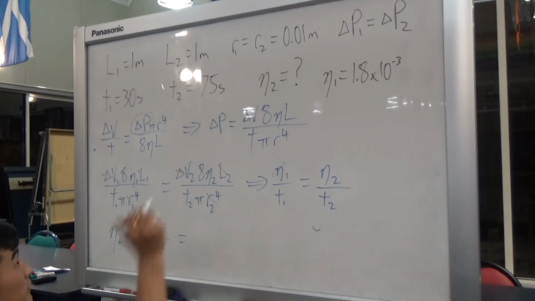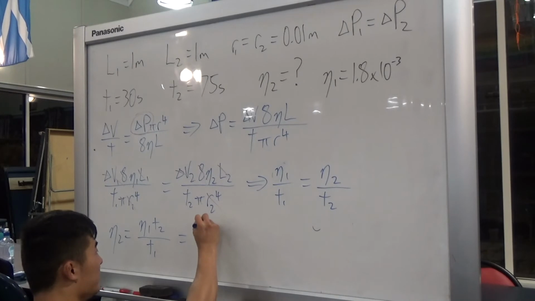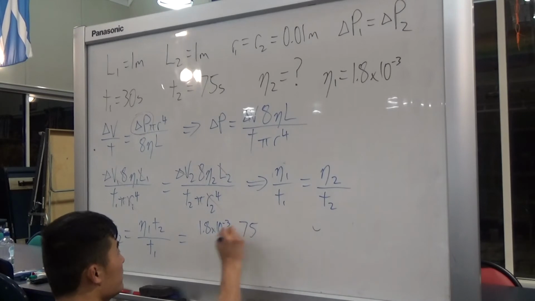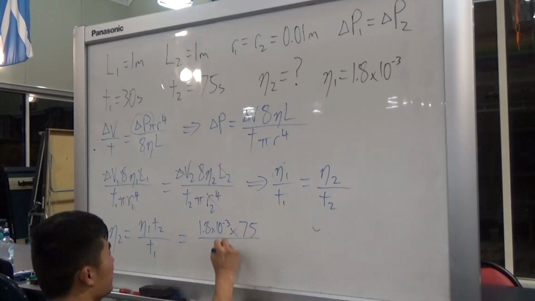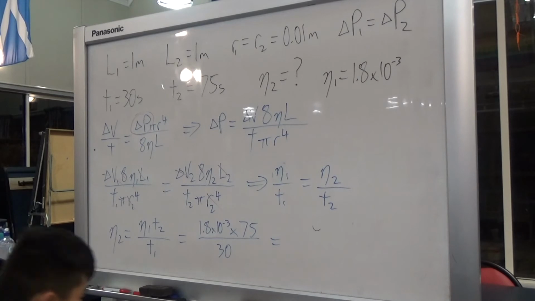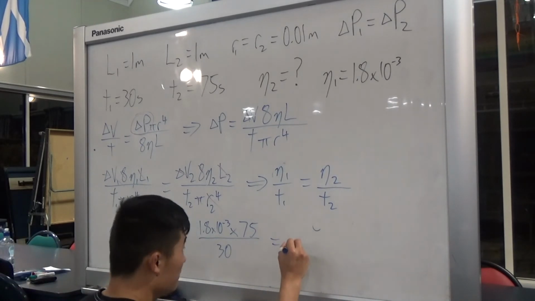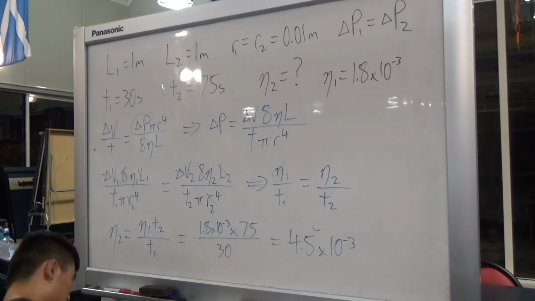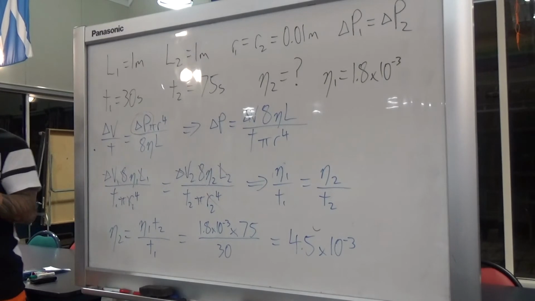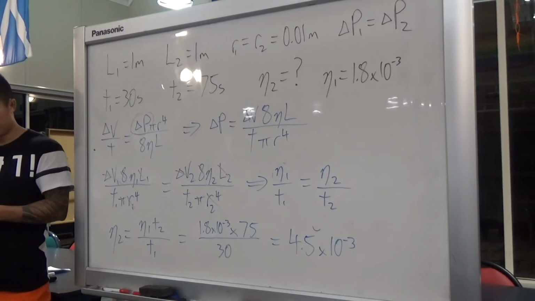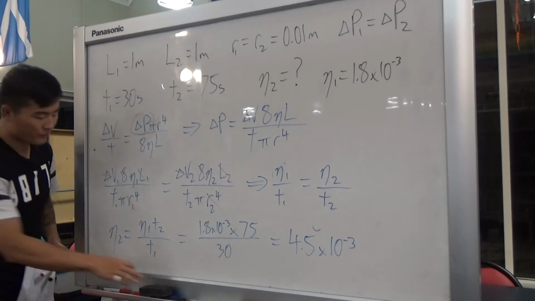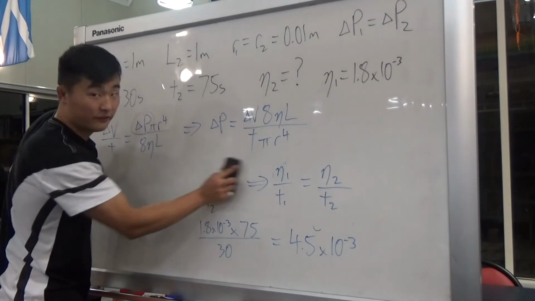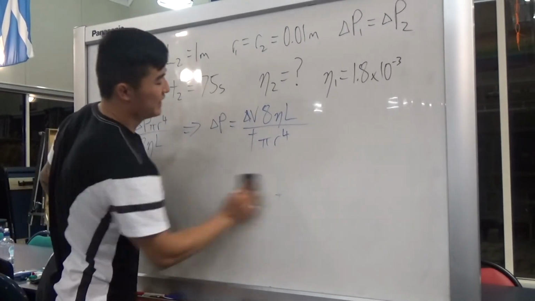So viscosity 1 was 1.8 times 10 to the negative 3 times T2, which is 75, over T1, which is 30 seconds. So that will give you 4.5 times 10 to the negative 3. Okay? Cool. So I went through that one a bit fast because it's quite similar to the last one.